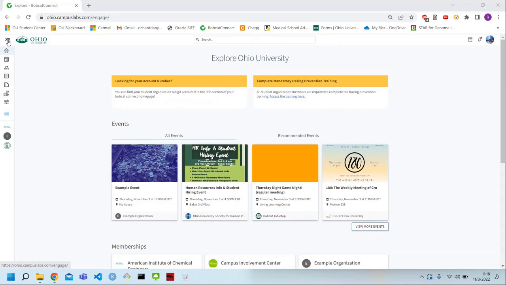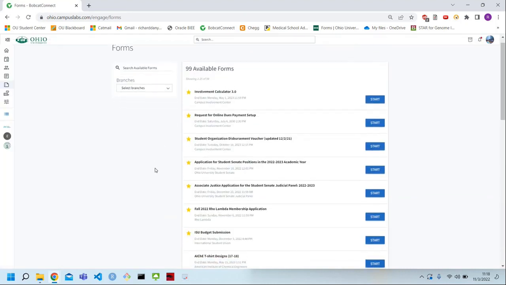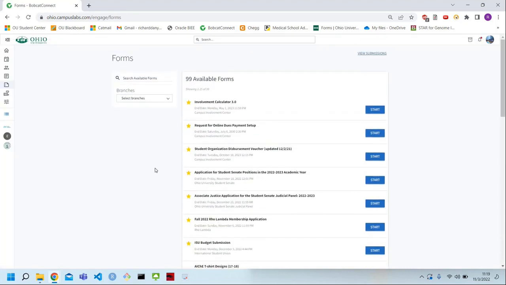So the first thing that we want to do is go up to the top left-hand corner and open up our navigation menu. And you'll see that it has a bunch of different options here. We're going to choose the option to head to the forms. Once we get to this page, we can see all of the different forms that are available to all users, and we're going to select the form that says Student Organization Disbursement Voucher.